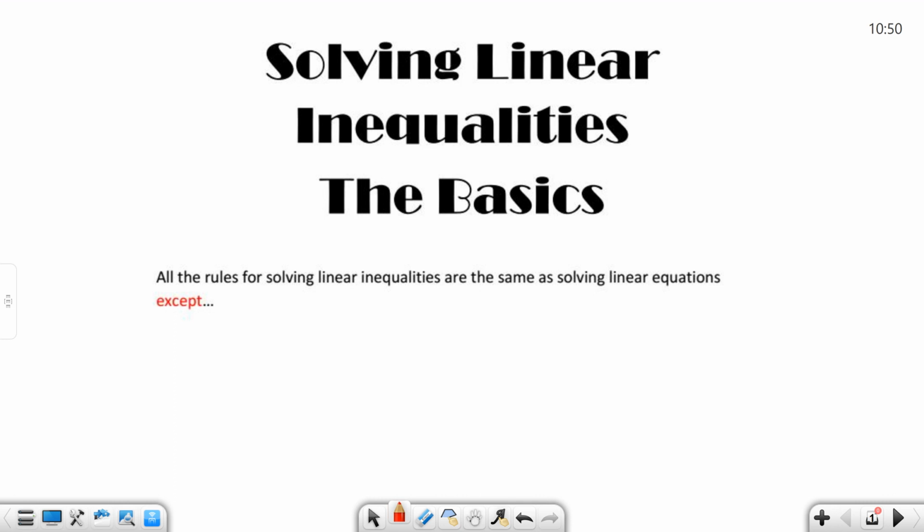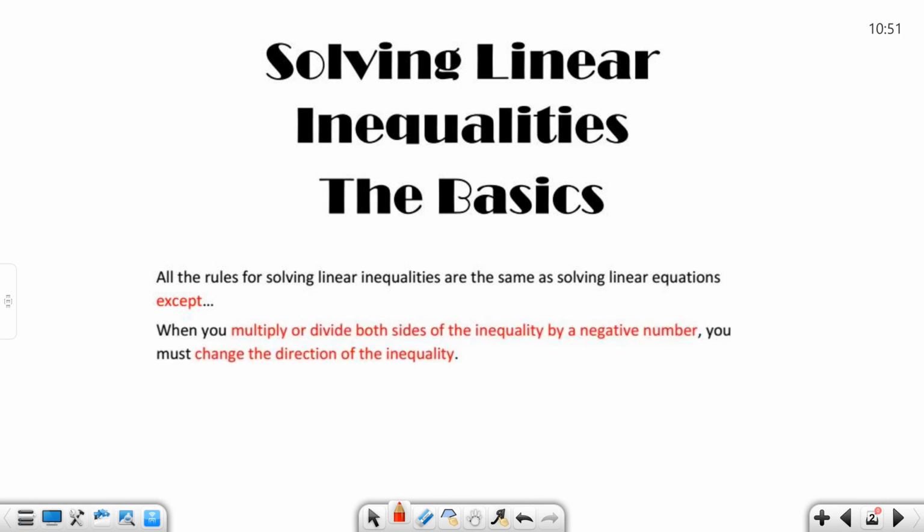So if I do something when I'm solving this and you wonder why I did it, go watch my solving linear equations videos, all right? Except there's one thing that's different. When you multiply or divide both sides of the inequality by a negative number, that is huge. Not if there's already a negative number that you're distributing in there. I'm saying if you multiply both sides by a negative number or divide both sides by a negative number, you must change the direction of the inequality.